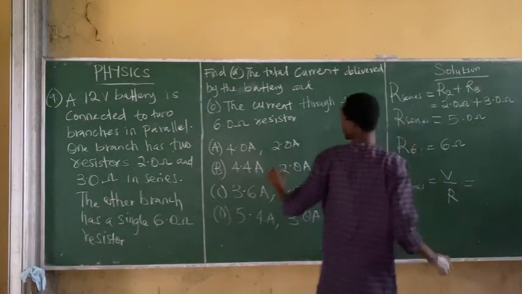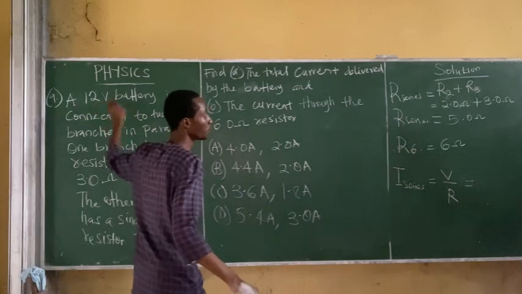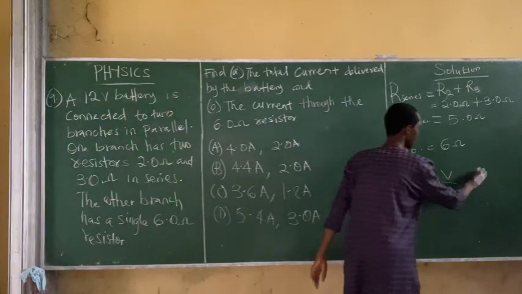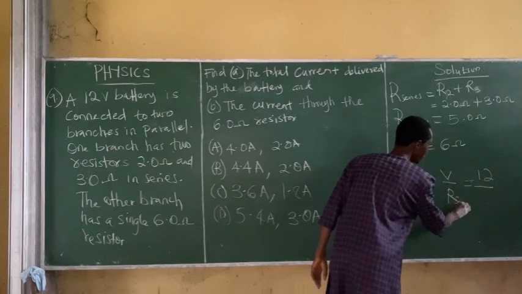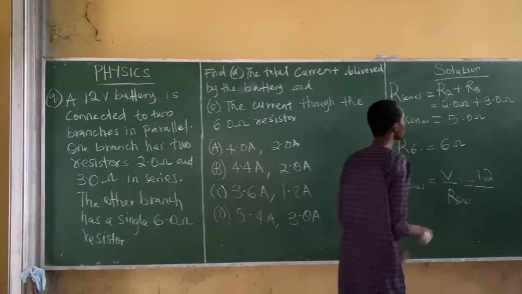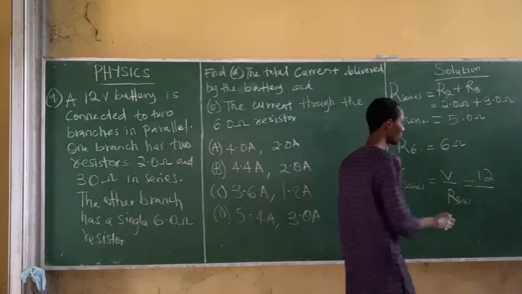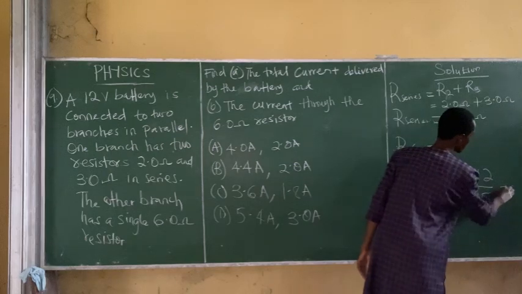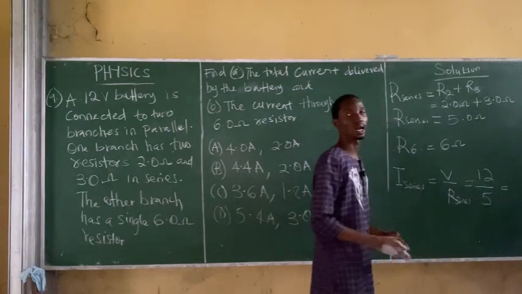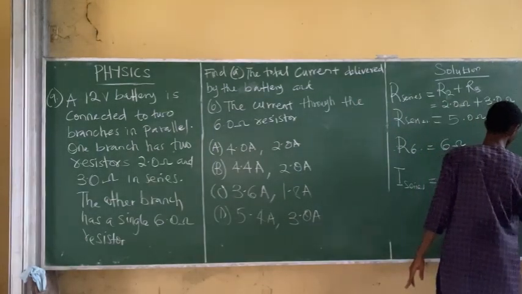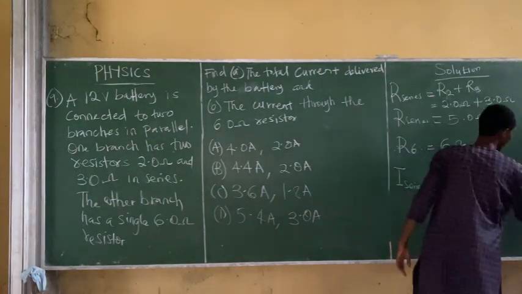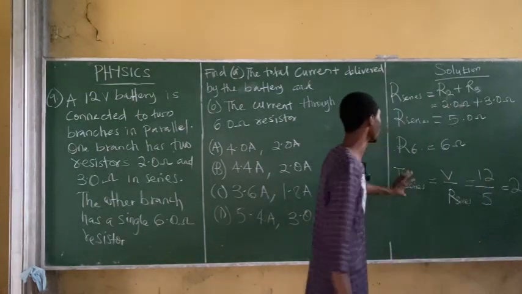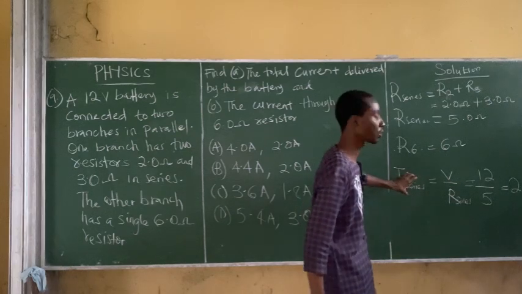The V from the question, voltage, is what? 12 volts. So we have 12 volts here. 12 divided by the resistor. Don't forget, this is R-series. R-series is what? 5.0 ohms. So 12 divided by 5.0, we have 2.4. Don't forget, current is measured in what? Amps. So we have 2.4 amps. That is the current flowing through the series connection.